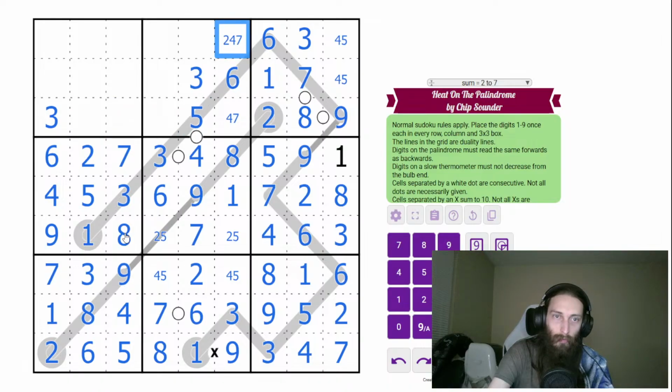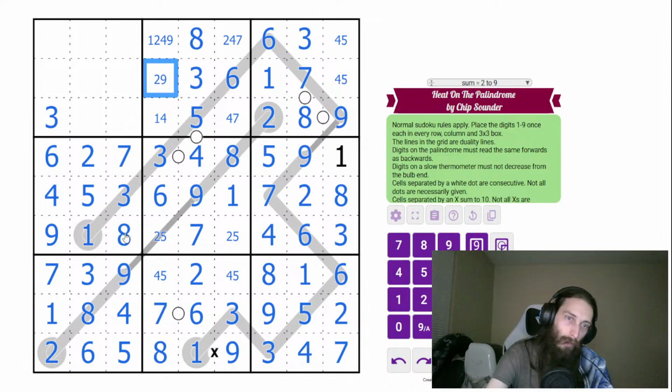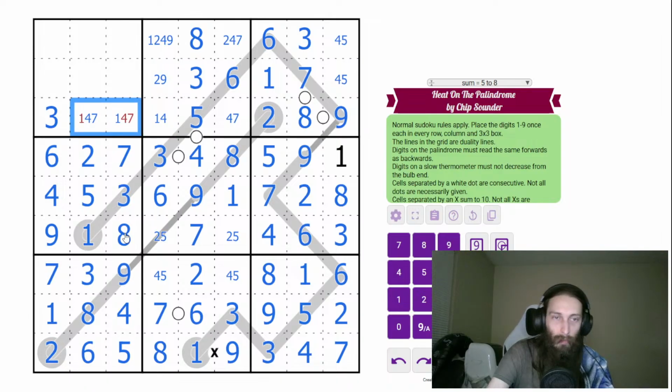2, 4, 5, and 7. Can't get 5 because I already have one in the box. This is just simply an 8. 3, 5, 6, and 8 is gone. 7 is already in the column. 1 is in this row. 2 and 9 is in that row. A 1 and a 4 can't be next to a 4. 1, 4, 7, and I was about to say a 3, but there's a 3 right to the left.